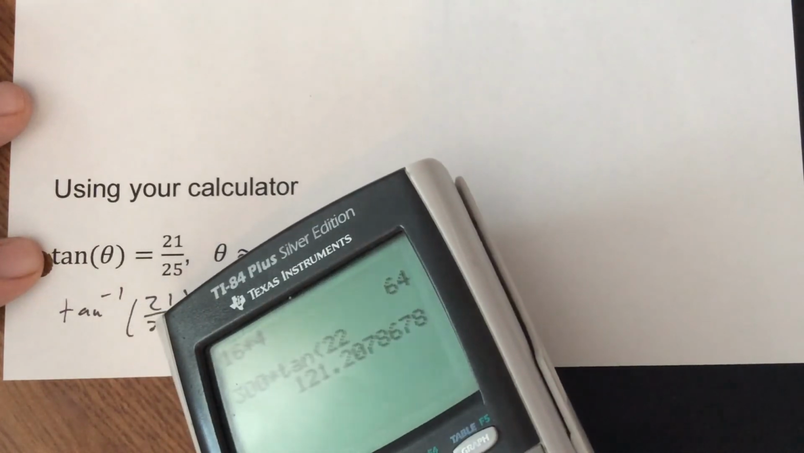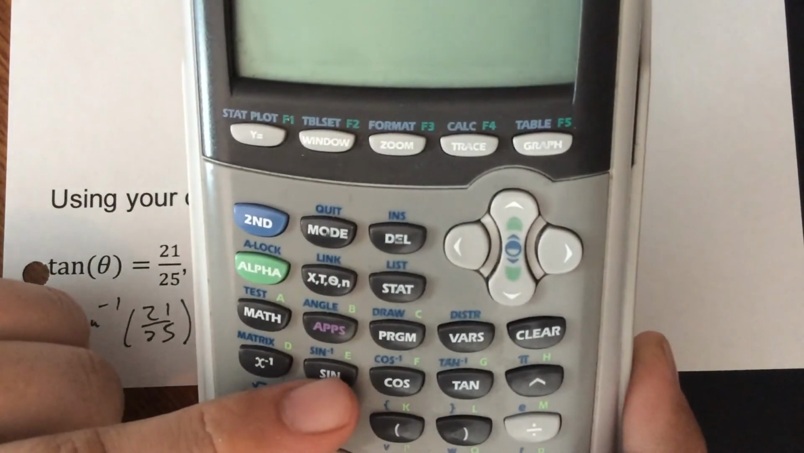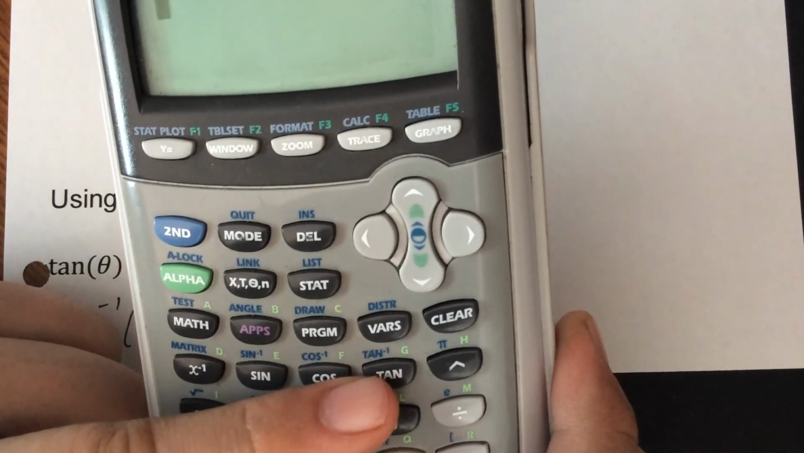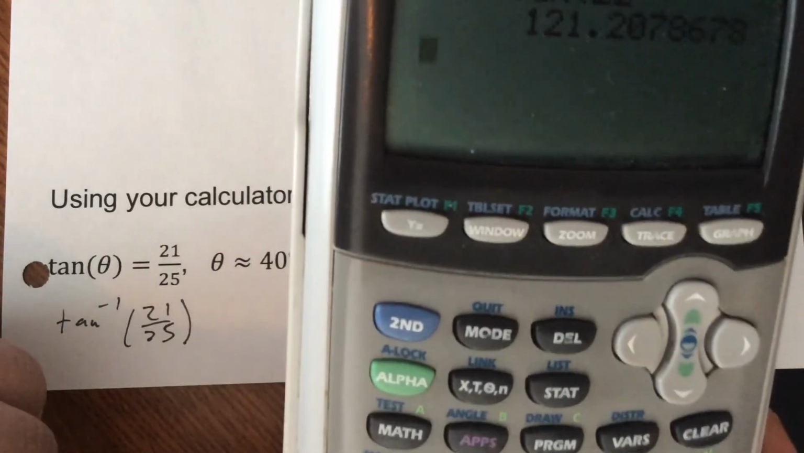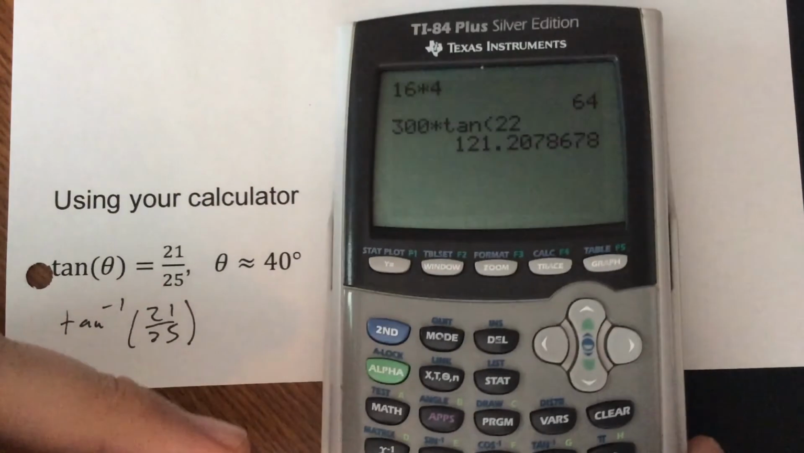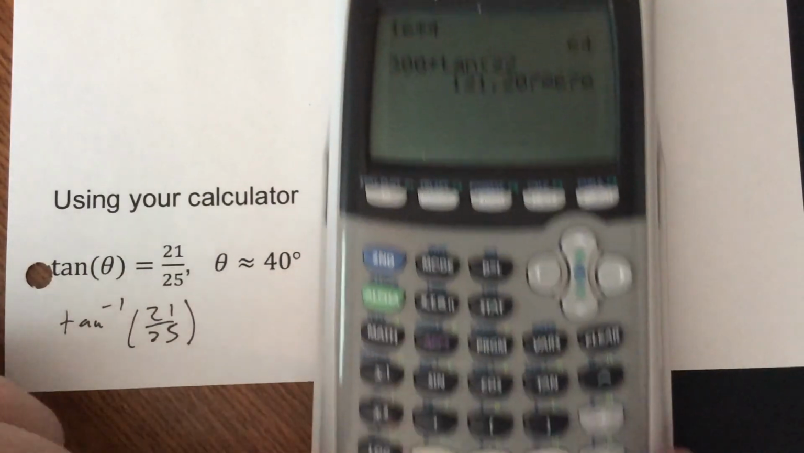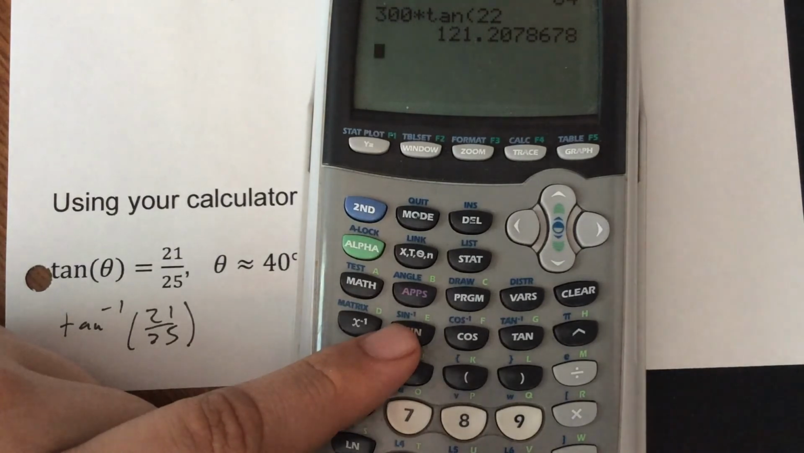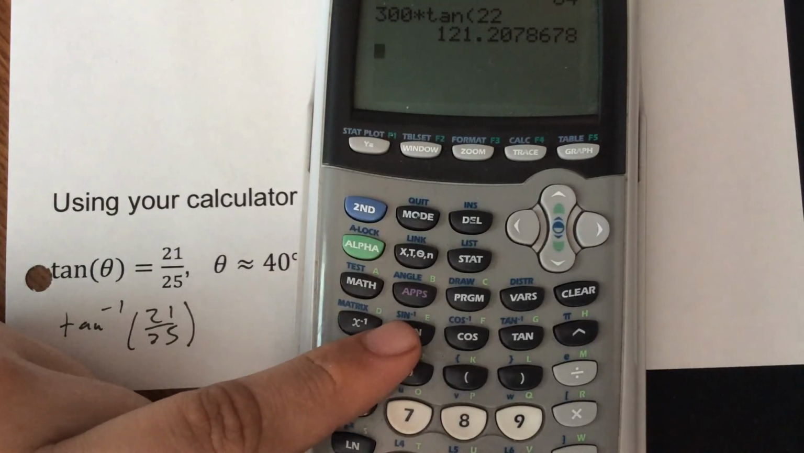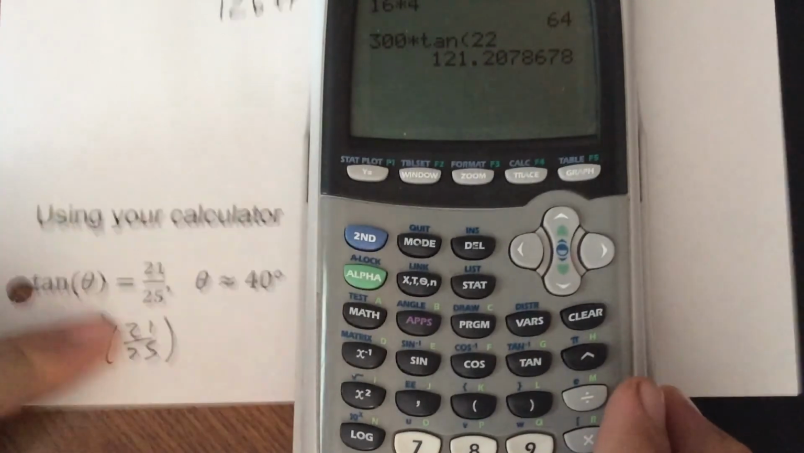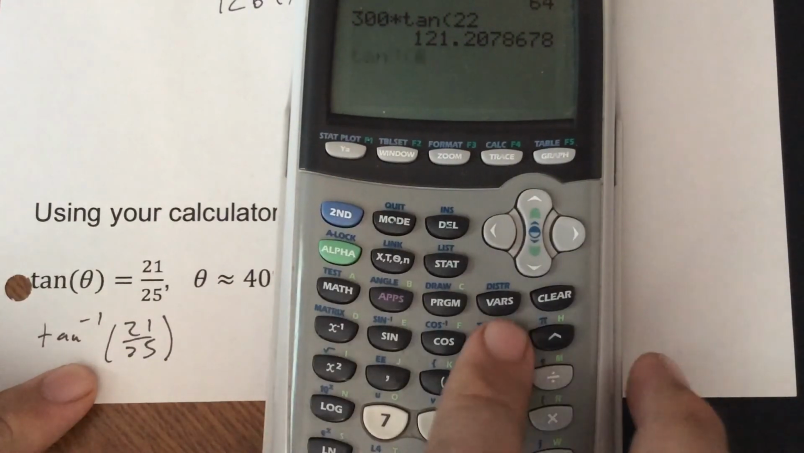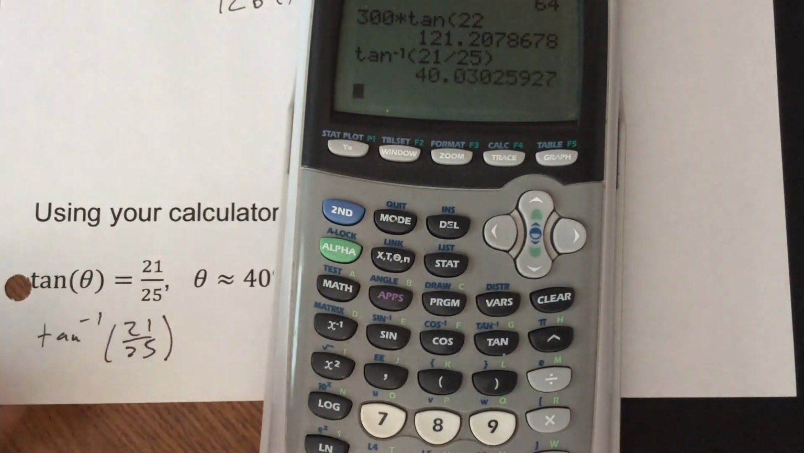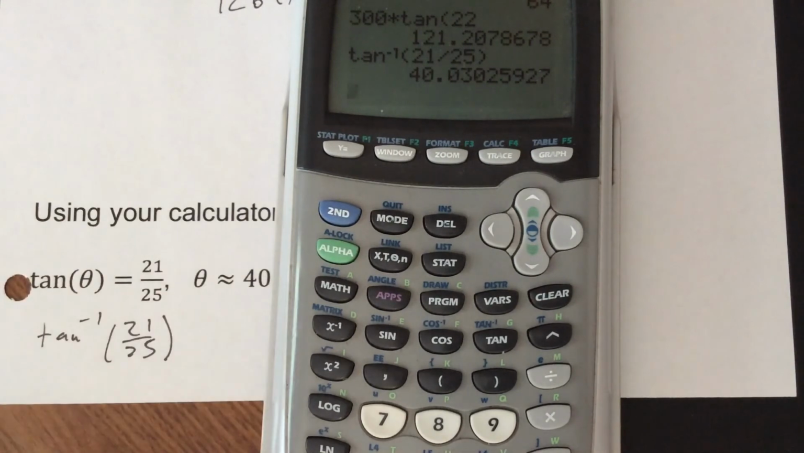So that's when it's raised to -1, so sine inverse, second sine, cosine inverse, second cosine, and then tangent inverse, second tan. Now, to do any of the other three, secant, cosecant, or cotangent, you're just going to do 1 divided by whatever that matches up with. So like cosecant, CSC goes with sine. So you would hit 1 over sine 22 or whatever. But to do this one out, you would hit second tan and then 21 divided by 25. And there you go. We get our 40 degrees.